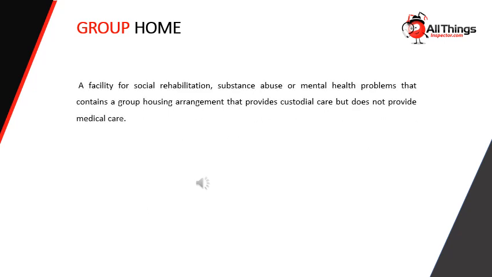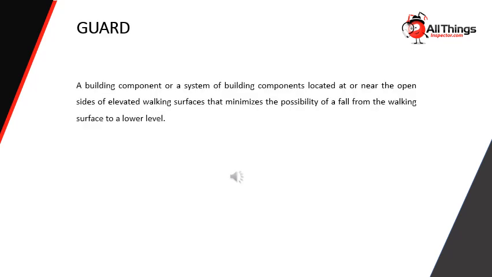Group home. A facility for social rehabilitation, substance abuse, or mental health problems that contains a group housing arrangement that provides custodial care but does not provide medical care. Guard. A building component or a system of building components located at or near the open sides of elevated walking surfaces that minimizes the possibility of a fall from the walking surface to a lower level.